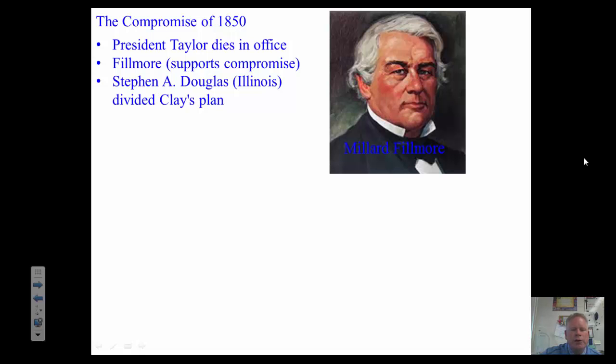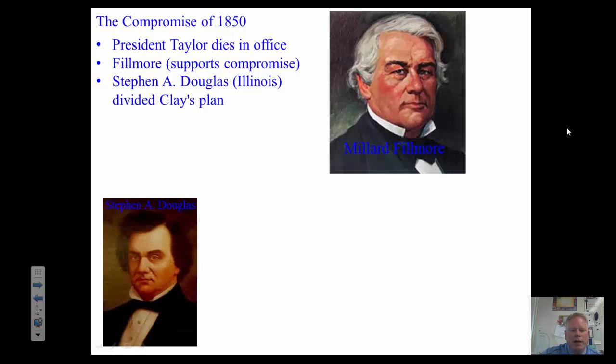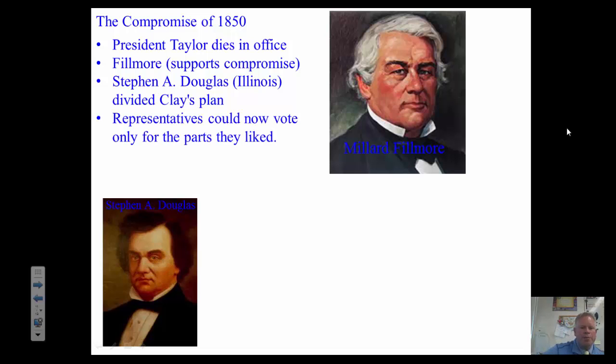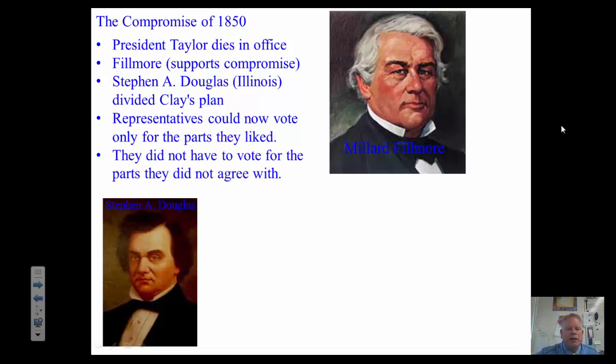Stephen A. Douglas, a senator from Illinois, divided Clay's plan up. Representatives could now vote for only the parts they liked. They did not have to vote for the parts they did not agree with. So, when California came up to vote as a free state, all the people that wanted that voted for it. All the people that didn't want it either said no or did not vote at all. So by itself, California coming in as a free state passed.